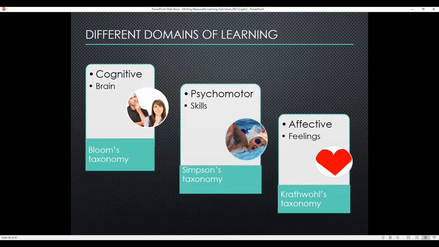Okay, so for cognitive, we use Bloom's taxonomy. For psychomotor, when we are looking at the skills, the physical skills, we use Simpson's taxonomy, and for affective, we use Krathwohl's taxonomy.